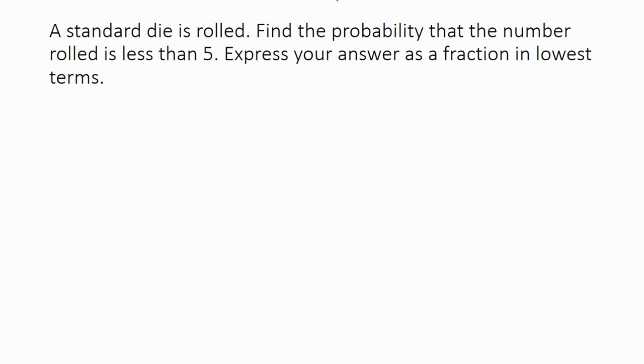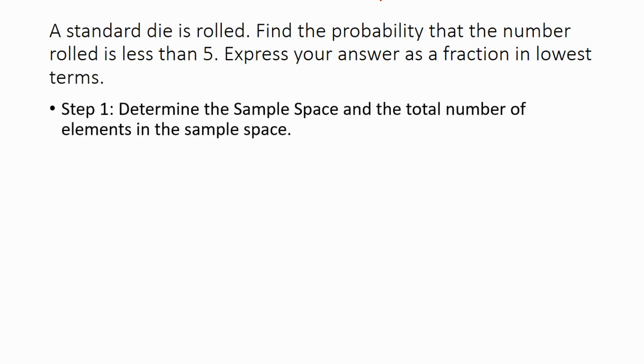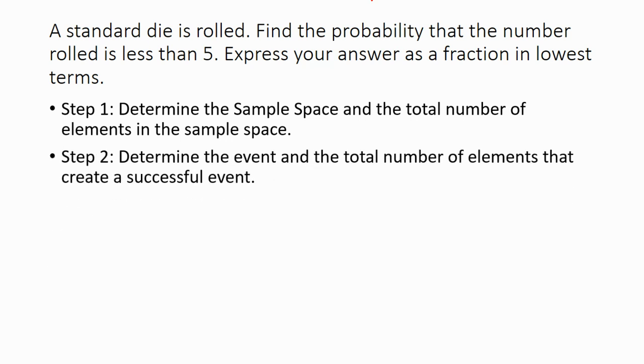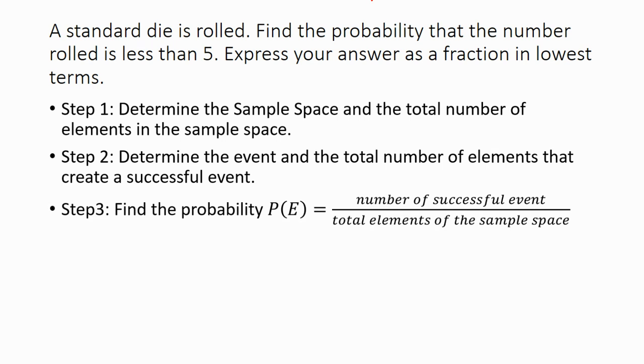Well, anytime that I see this word probability, I should be thinking basically 3 steps. Step 1, determine my sample space and the total number of elements in that sample space. Step 2 is going to be determine the event, and then the number of elements that create that successful event. And the final step, step 3, is take those 2 things that you found and divide them. We're going to take the number of successful events divided by the total elements in that sample space. Okay, that's it. And then you have your probability.